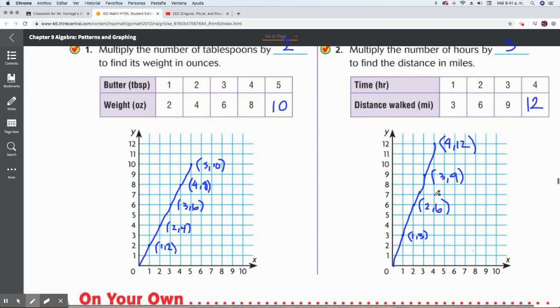I'm going to let you finish the lesson by yourselves. Your homework would be lesson 9.7, which is on pages 195 and 196. Feel free to send me a message if you have any questions.